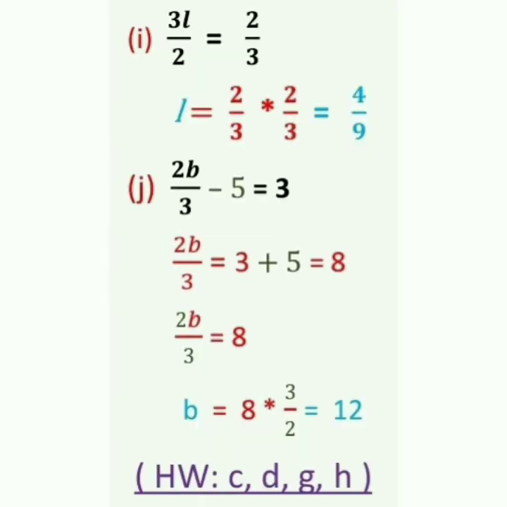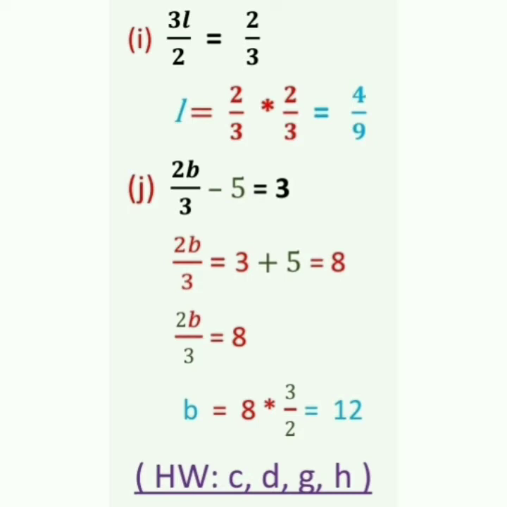Now I. 3L upon 2 is equal to 2 upon 3. Therefore, L is equal to 2 upon 3 into 2 upon 3. Why is it 2 upon 3? Because with L, 3 upon 2 is there on the left hand side. So we have to transfer it from left to right, and that's why we have to take the reciprocal of it. It is 2 by 3. And 2 into 2 is 4, and 3 into 3 is 9. So L is equal to 4 upon 9. Now J. 2b upon 3 minus 5 is equal to 3.